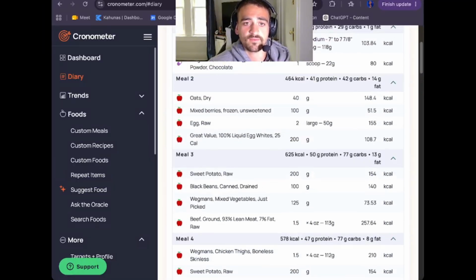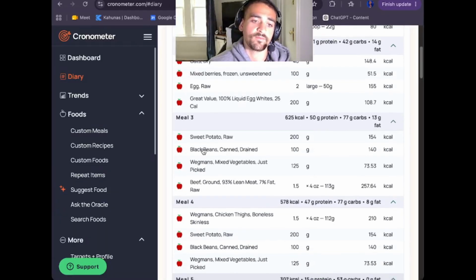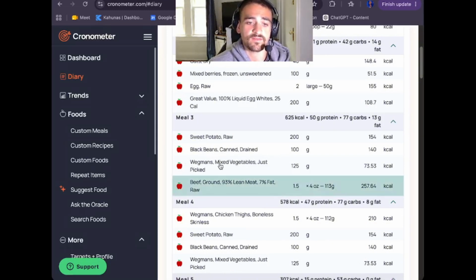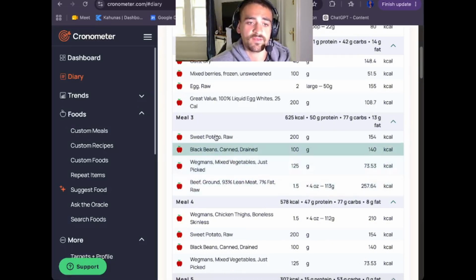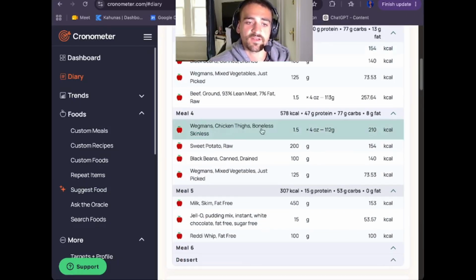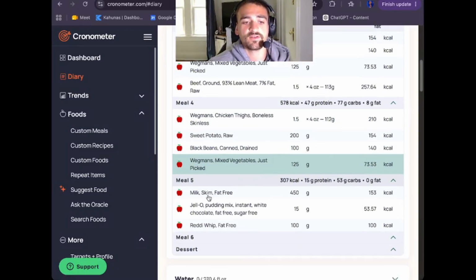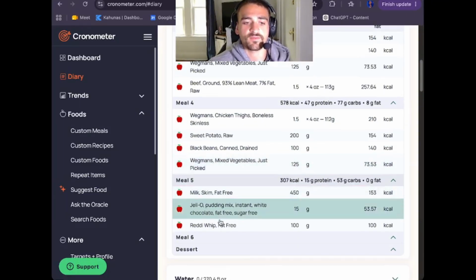Banana and protein powder before your workout, post-workout meal, oats, berries, eggs, and egg whites. Big lunch slash late lunch could be a lean meat with mixed vegetables, beans, and sweet potatoes. And then for dinner, you could have chicken thighs, potato, black beans, and mixed vegetables. And then a little treat at the end. This is my Ninja Creamy recipe.